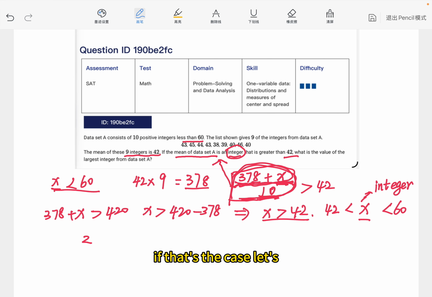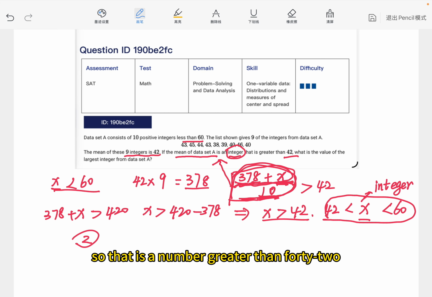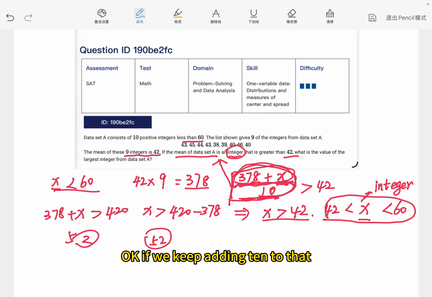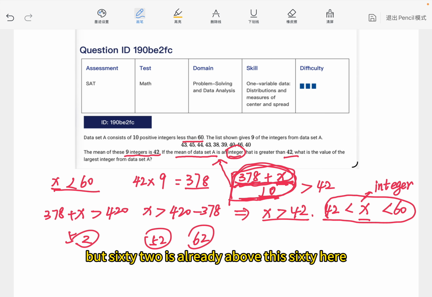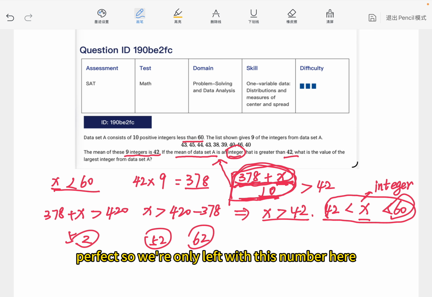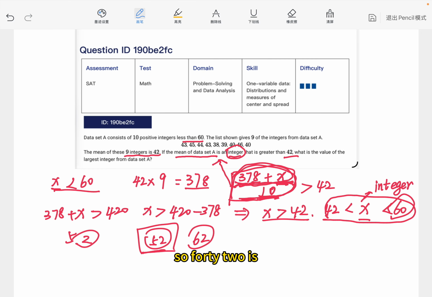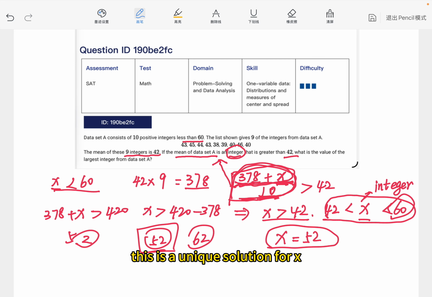If that's the case, let's use this interval here. That is a number greater than 42. So the next number is 52. If we keep adding 10 to that, the next integer is 62. But 62 is already above this 60 here. Perfect. So we're only left with this number here, which is 52. So 52 is the value of x. This is a unique solution for x.